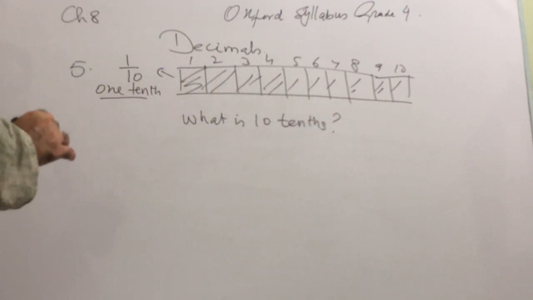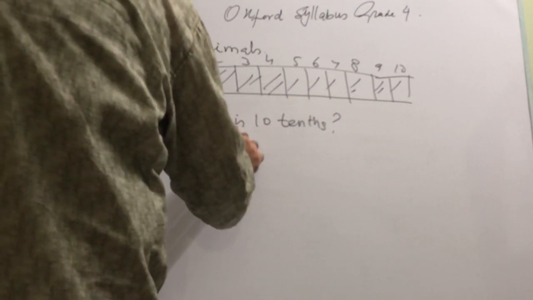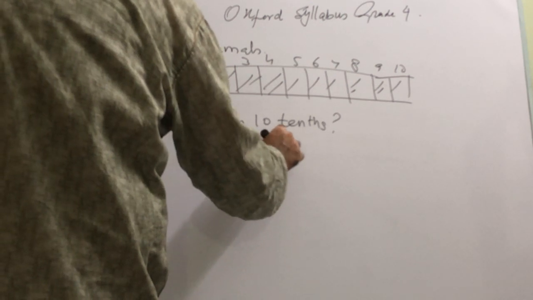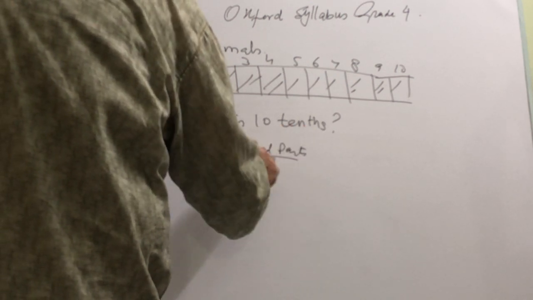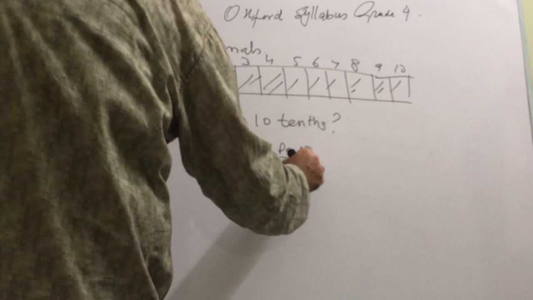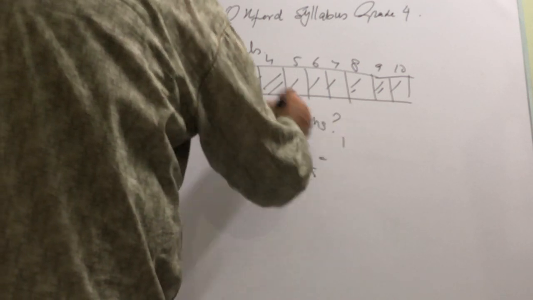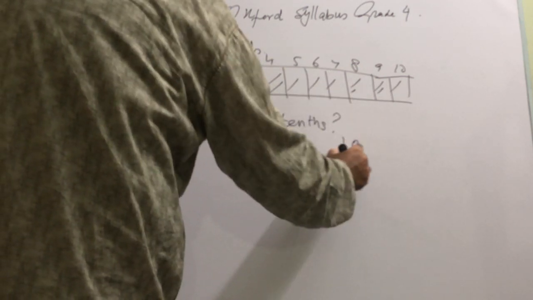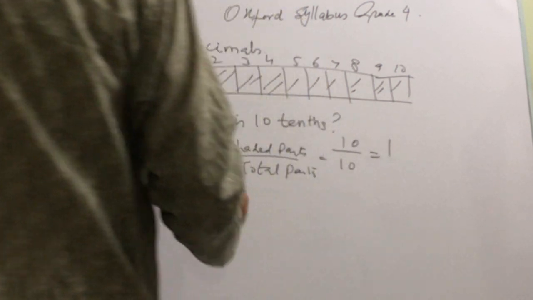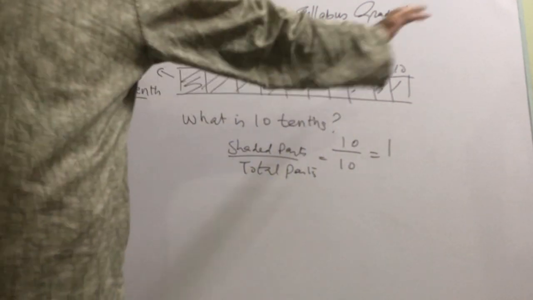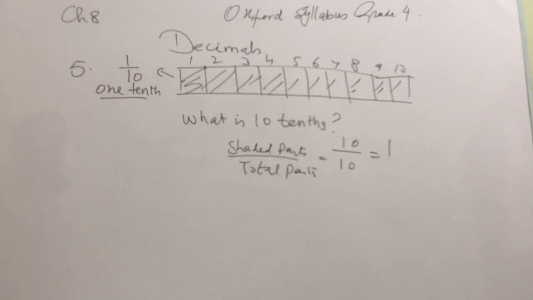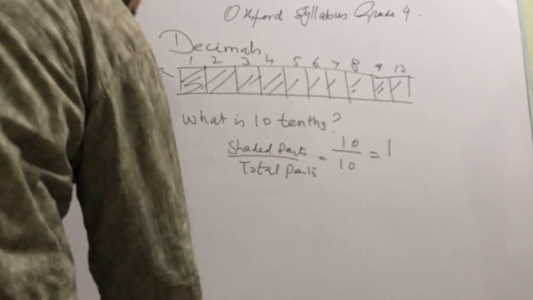So 10/10 means shaded parts over total parts. All are shaded, total are 10, so 10 divided by 10 becomes 1. It means the whole figure is shaded, all the boxes are shaded, so 10/10 is equal to 1.